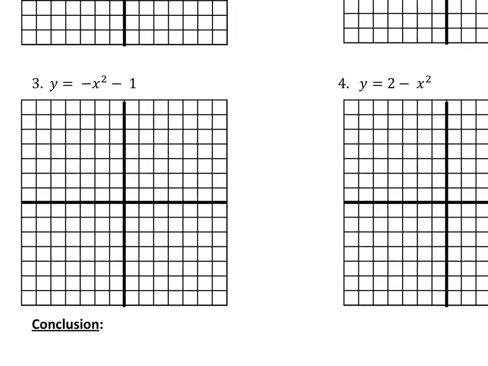Now number 3, the first thing we notice is that I have a negative in front of the x squared. So we're going to get a max, or a parabola that's upside down. And I'm going to pick the same 3 points, 0, 1, and negative 1. If I put in 0 now, well, negative 0 squared is just 0, and then minus 1 gives me negative 1. So this minus 1 is going to shift this parabola down 1 unit. So it's at 0, negative 1 on the y-axis.